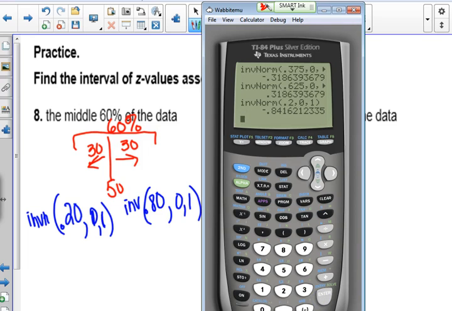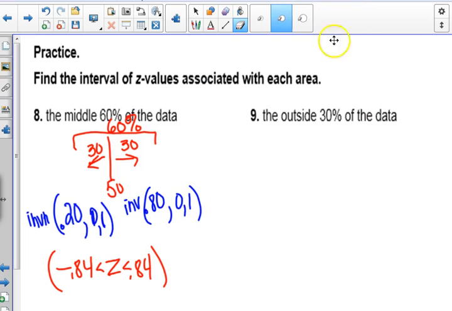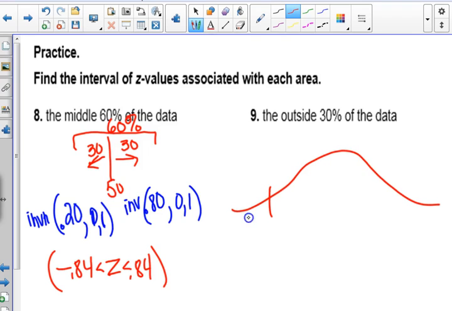And what should the other one be if we did it right? So the z-score is somewhere in between here. I shouldn't have put those parentheses, but. All right, this is not on the quiz, just so you know. Okay. Outside 30%. So that just means, guys, 15% down here and 15% up here. Would that be the outside 30%?